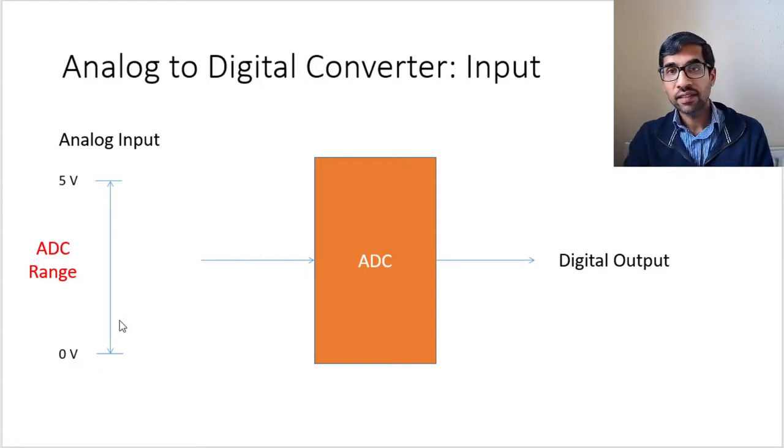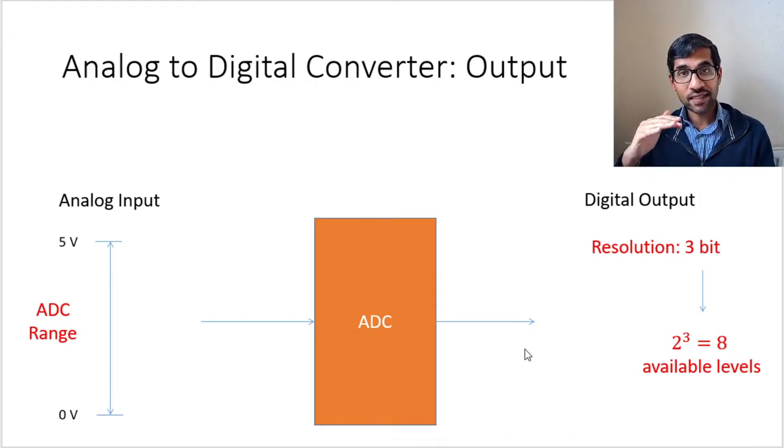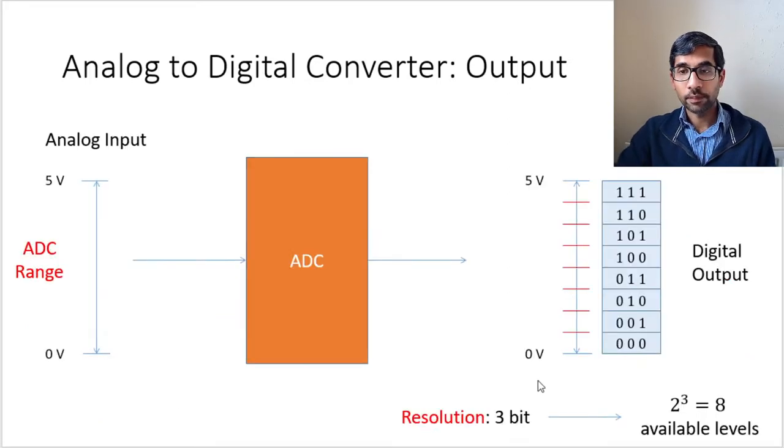Now, if we assume that our digital output is a 3-bit digital output, it means that you have 2 to the power 3, that is 8 available values to which you can map the 0 to 5 volt ADC range. Okay. Now, this would look like this.